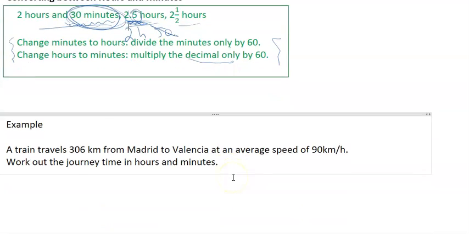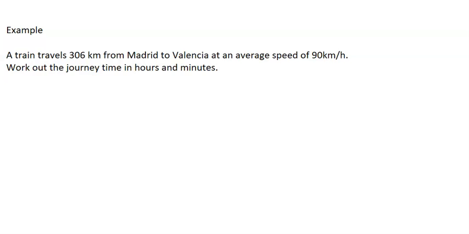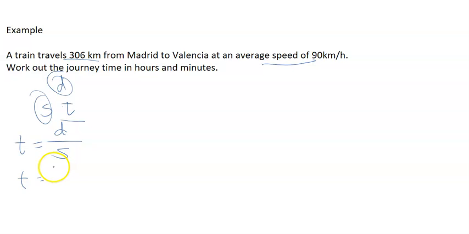Okay, so let's do one final example. A train travels 306 kilometers from Madrid to Valencia at an average speed of 90 kilometers an hour. Work out the journey time in hours and minutes. Okay, so again, distance, speed, time. We have distance, we have the speed, we don't have the time. So time equals distance over speed, because they're the two knowns in this particular formula. Time equals 306 divided by 90. So we're doing kilometers an hour.